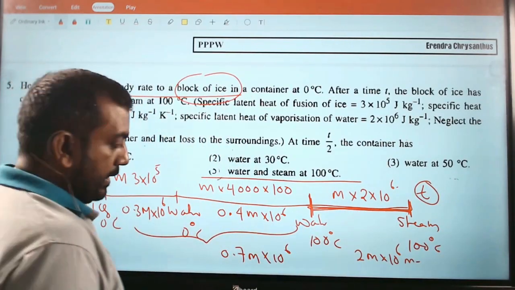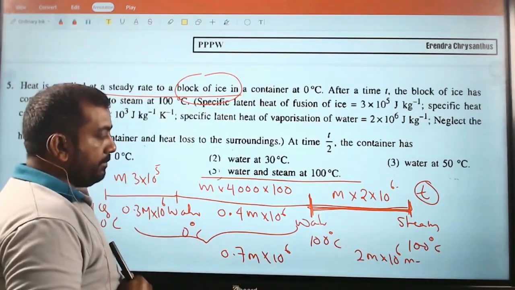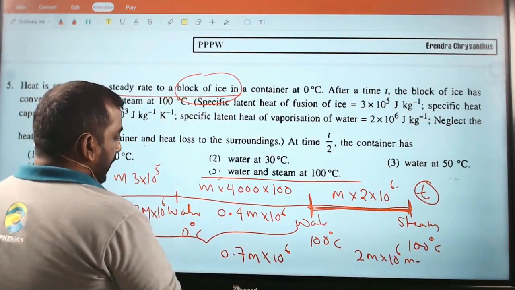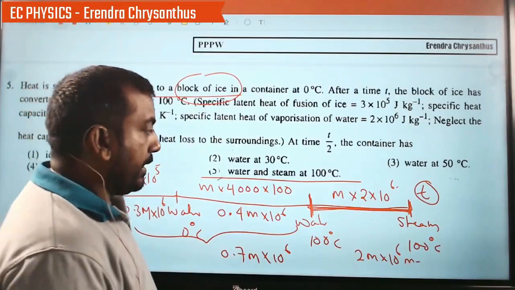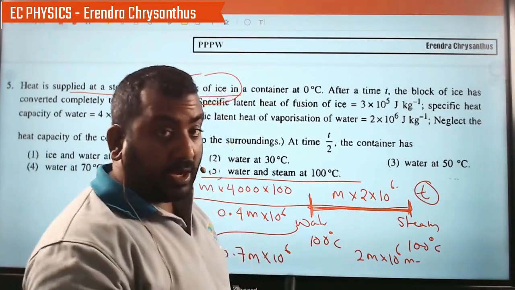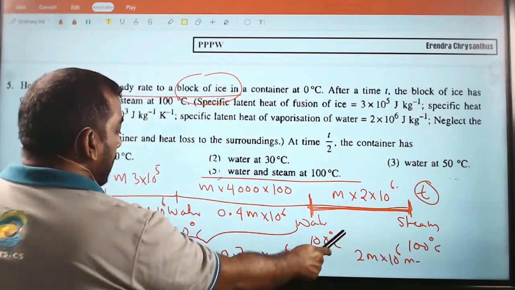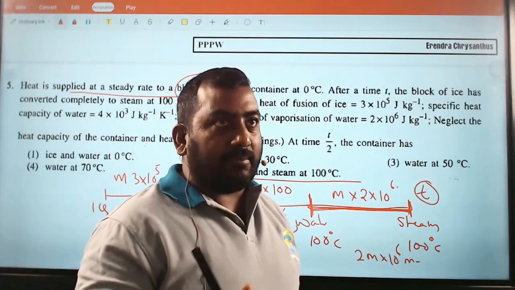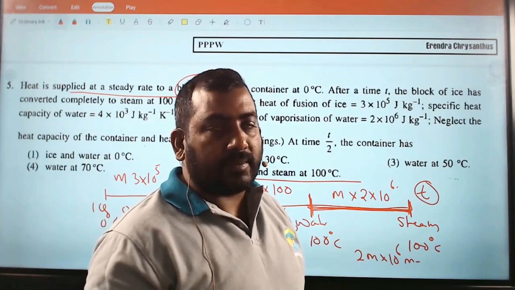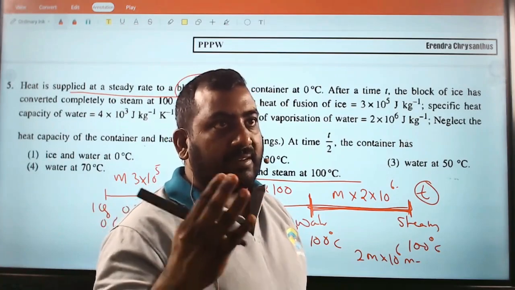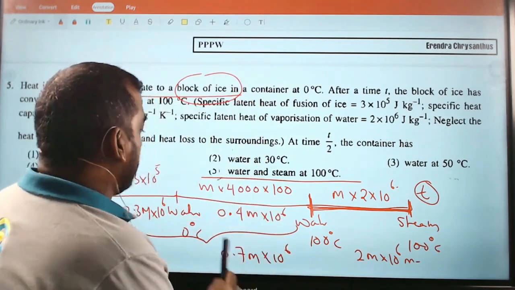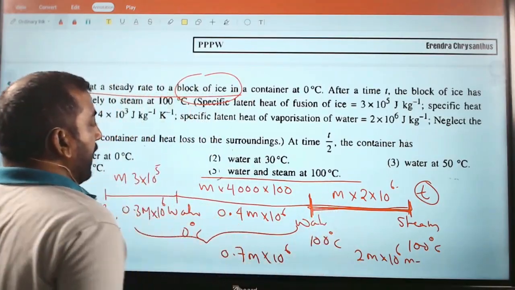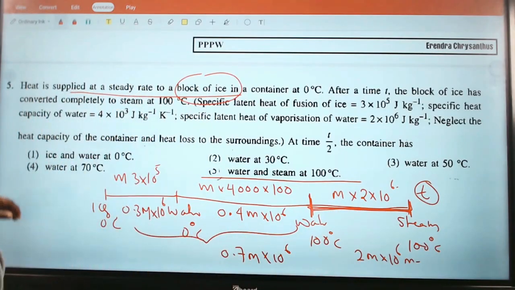Understood, no? Here 0.3m × 10^6, 0.4m × 10^6, altogether 0.7m × 10^6. Here 2m × 10^6. So the total amount of energy absorbed is going to be 2.7 × 10^6 in time T. Half the time means half the energy, at a steady rate. So 2.7 divided by 2 is 1.3. Where is 1.3? Up to here is 0.7, so 1.3 will be somewhere here. Mixture of water and steam.